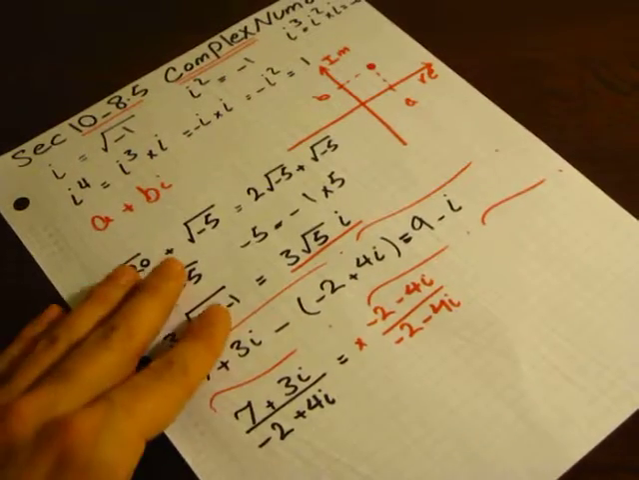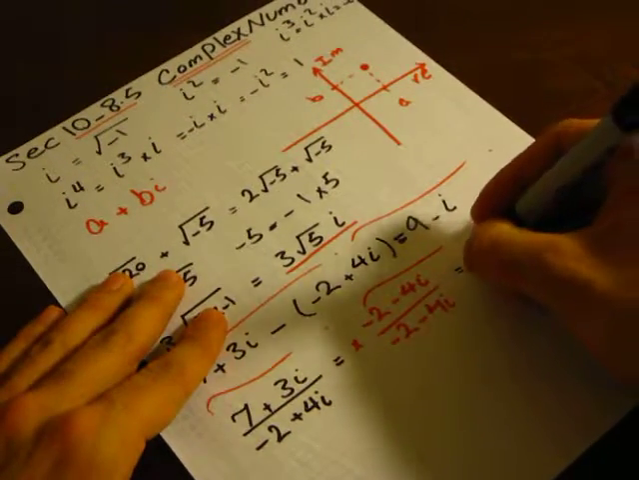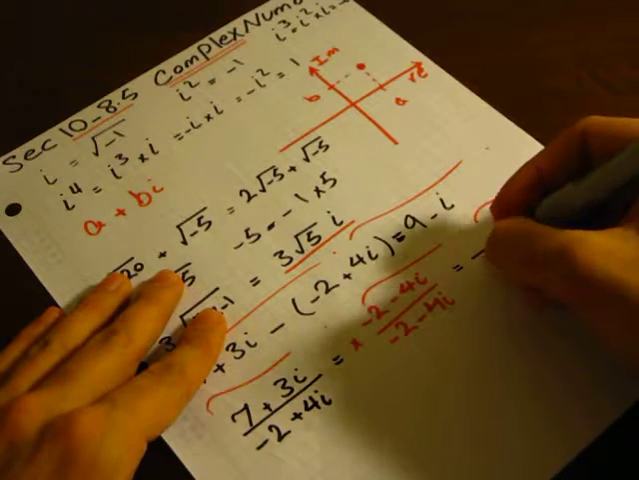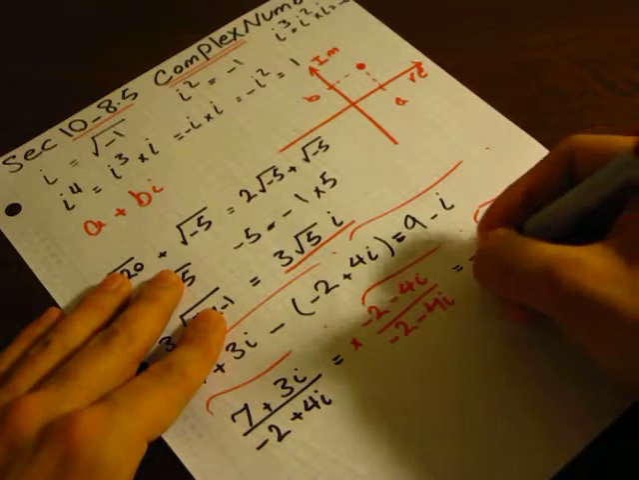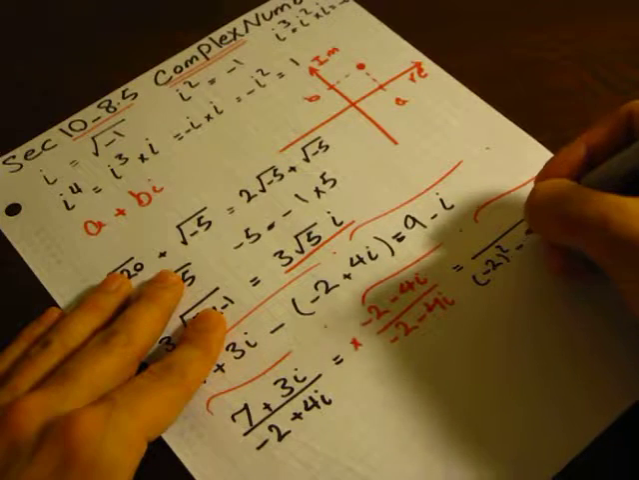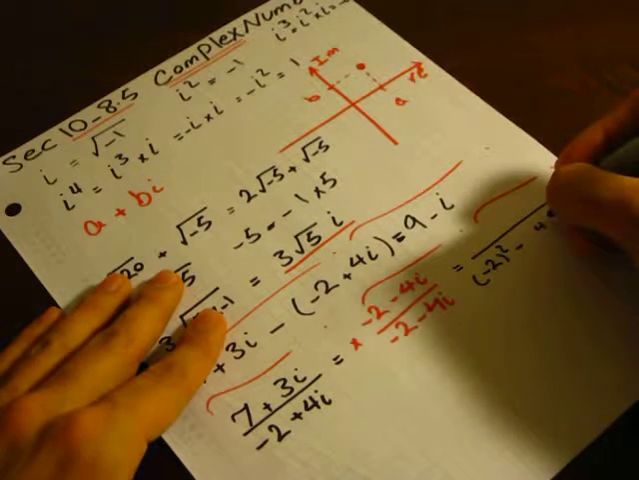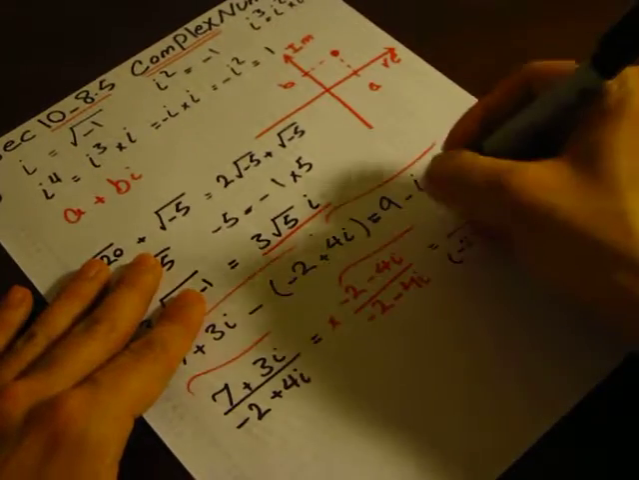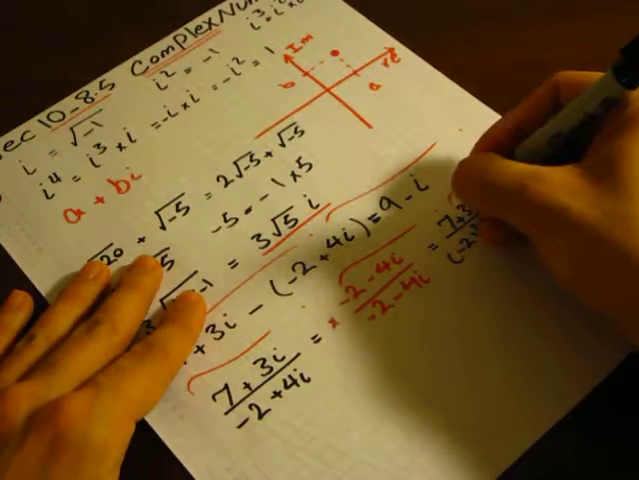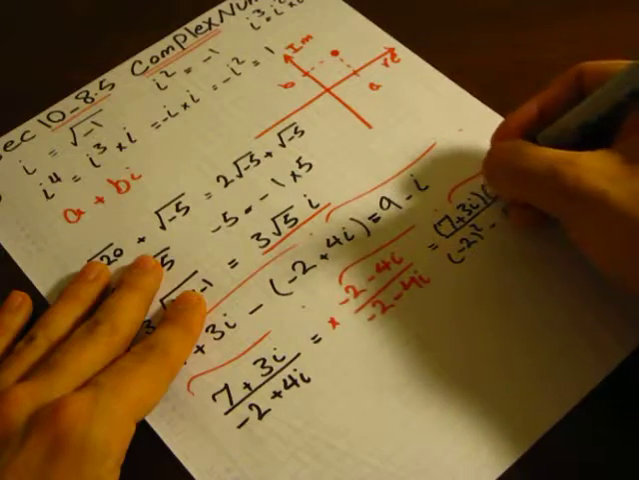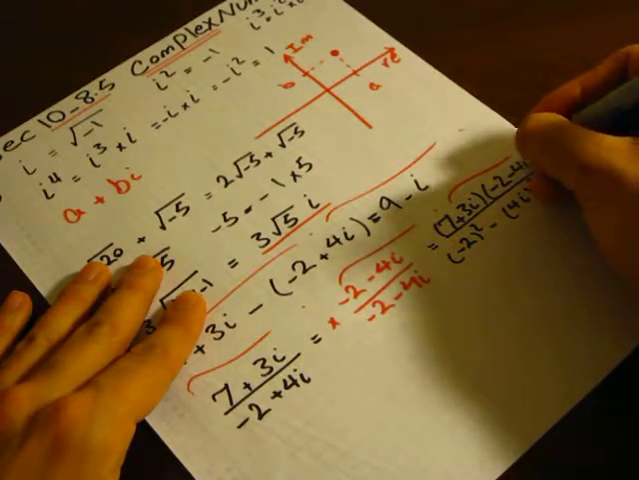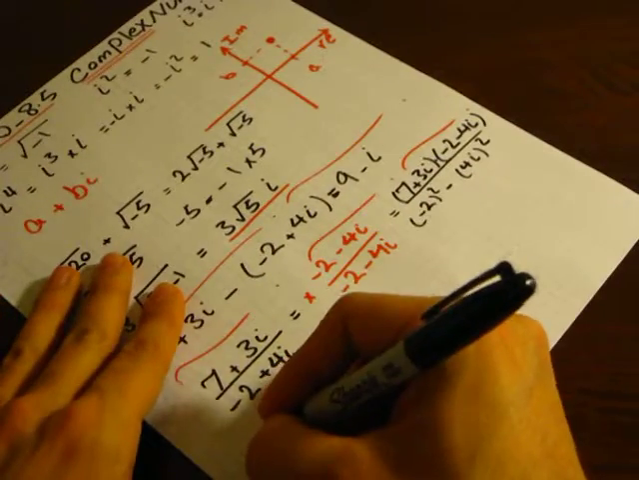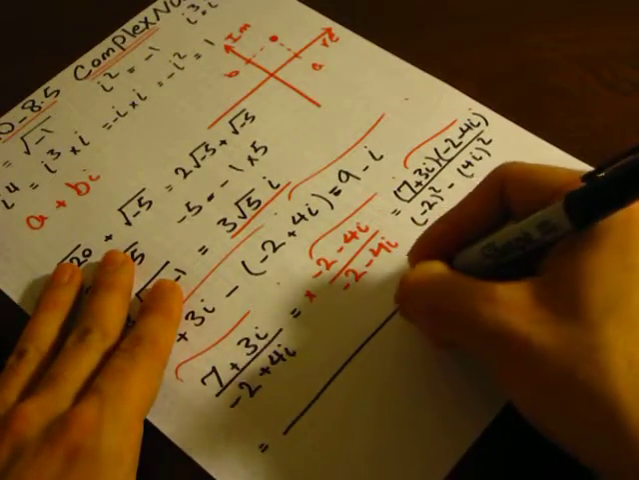The denominator is going to be a squared minus b squared, which is negative 2 to the power of 2 minus 4i to the power of 2. And on the numerator, I'm going to have 7 plus 3i multiplied by negative 2 minus 4i. So now let's simplify this. I'm going to start with the denominator first.